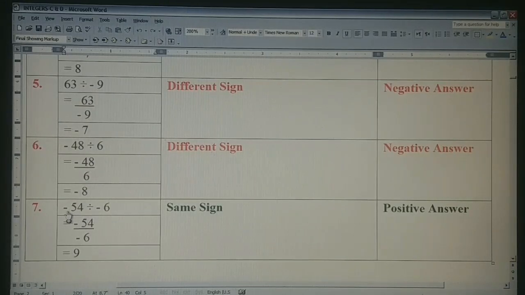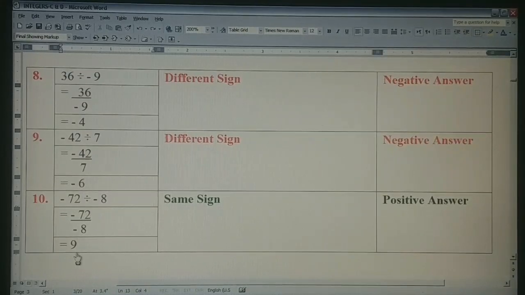Seventh question. Minus 54 divided by minus 6. Minus 54 is written in the numerator and minus 6 is written in the denominator. Both numerator and denominator have the same sign. Same sign division, our answer will be a positive answer. So final answer will be positive. With 6 we can cancel 54. 6 ones are 6, 9 sixes are 54. Our answer will be 9 upon 1, that means 9. Final answer is positive 9.